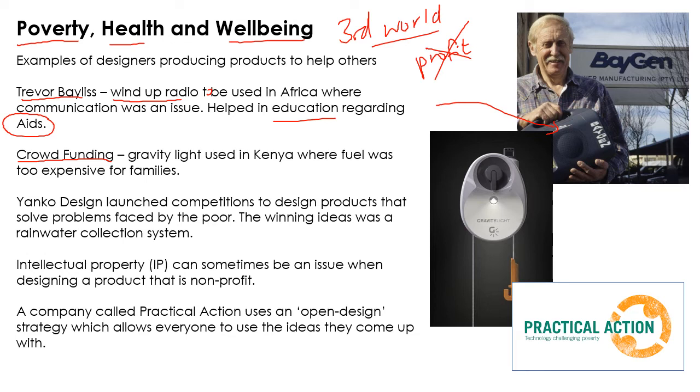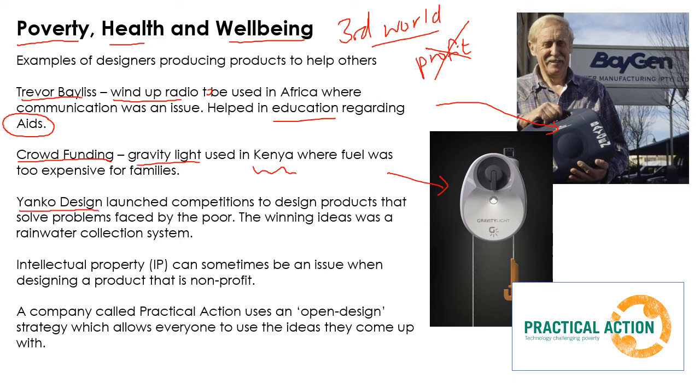Crowdfunding brings together lots of different people who pay money into a central pot, which allowed products to be made that maybe did not have commercial viability or a commercial need. So crowdfunding was used to produce this thing, which is called the gravity light. You don't need to know how it works, but it basically uses a weight to produce energy, and it was used massively in Kenya, where fuel for things like lights was just not available and was too expensive for families. And this gravity light, which was supplied completely free to these people, helped to solve that problem.